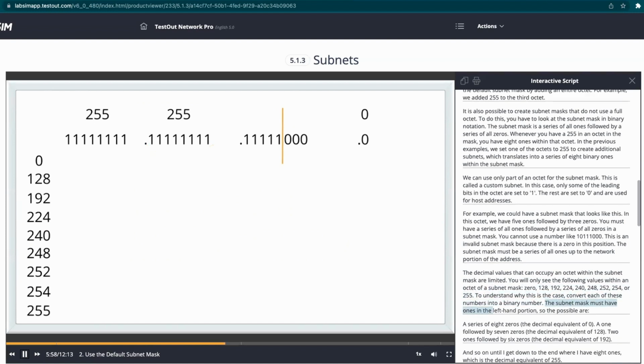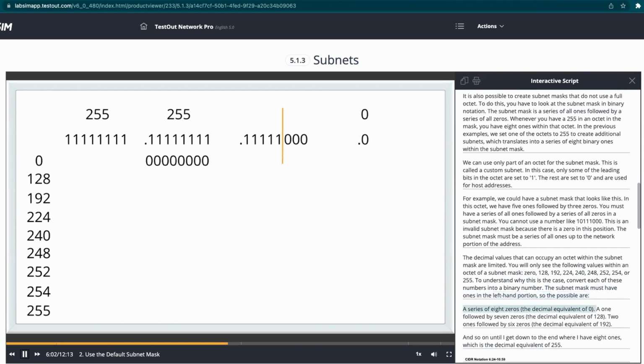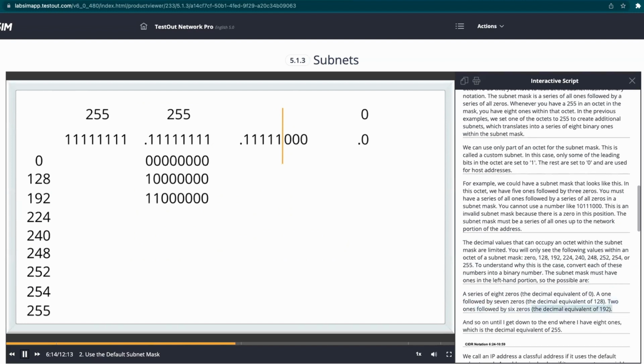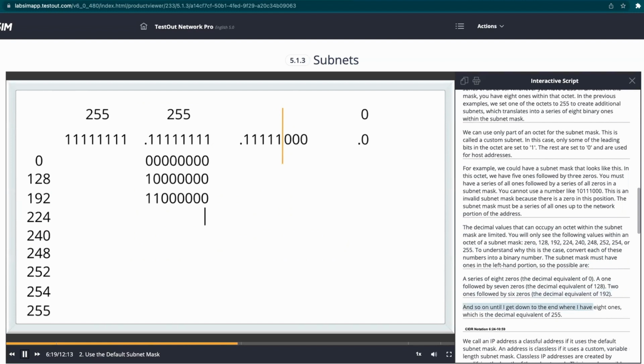The subnet mask must have ones in the left-hand portion, so the possibilities are a series of 8 zeros, the decimal equivalent of 0, a 1 followed by 7 zeros, the decimal equivalent of 128, 2 ones followed by 6 zeros, the decimal equivalent of 192, and so on until I get down to the end where I have 8 ones, which is the decimal equivalent of 255.